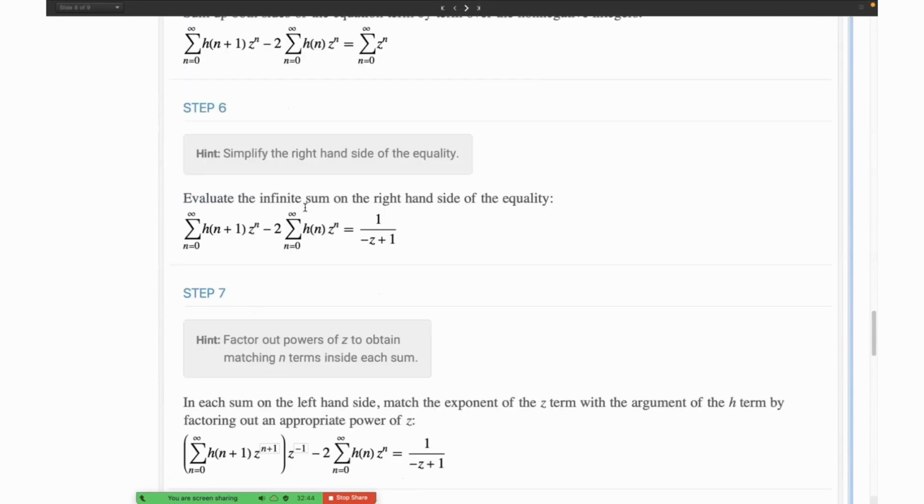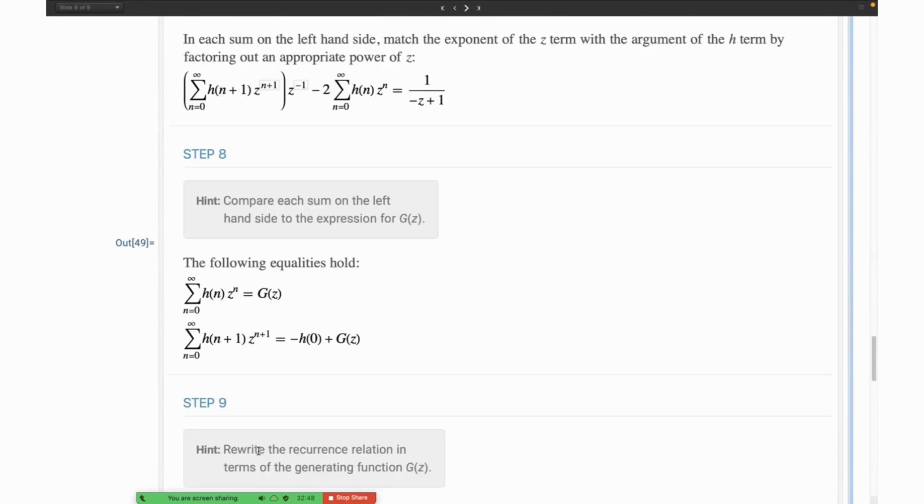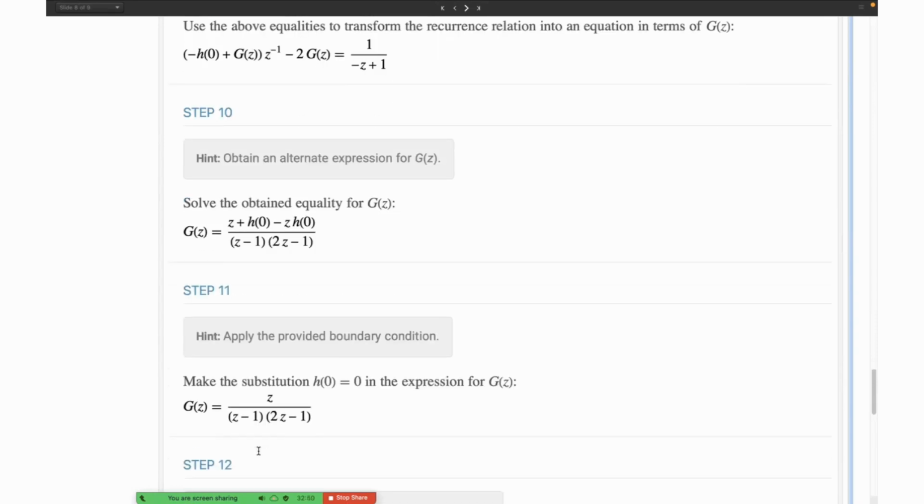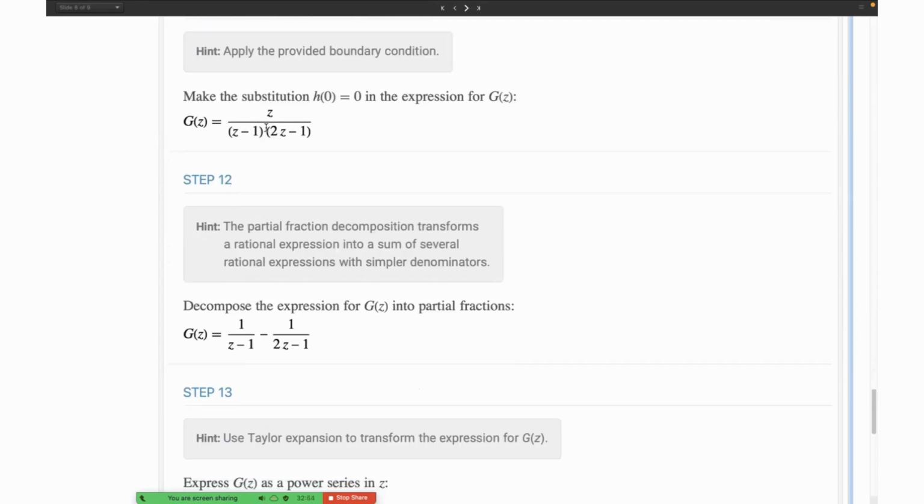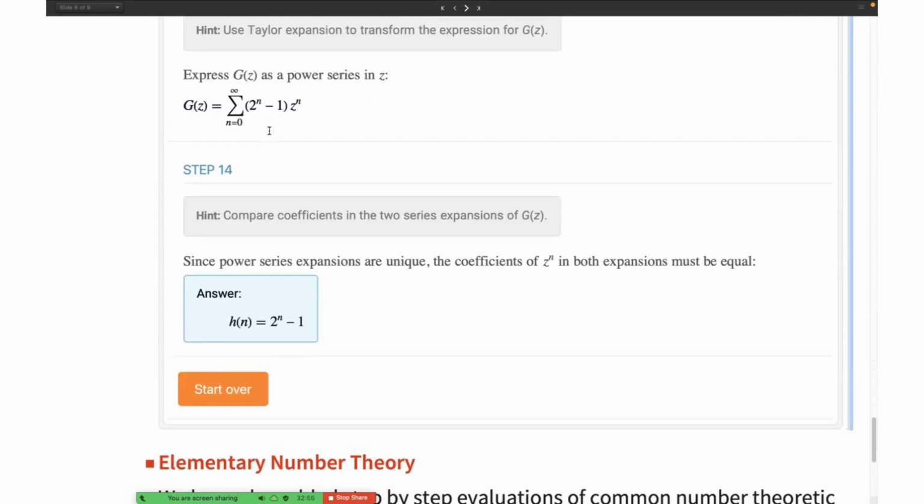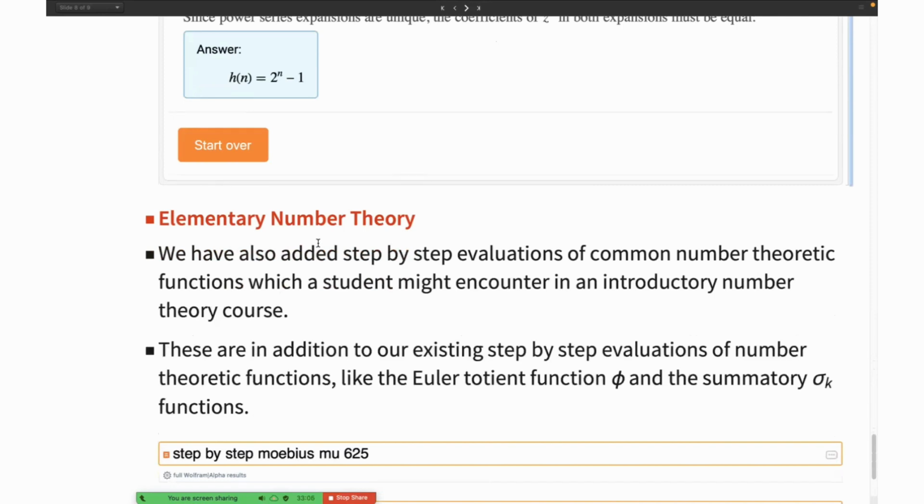formal generating functions. The student would need to be able to manipulate those correctly, and then also use a little bit of Taylor expansion, or at least differentiation, to find a Taylor expansion for the closed form of the generating function. And this finally gives us, after substituting our boundary value, a solution to the Tower of Hanoi problem. Another area that we've been working on is elementary number theory.